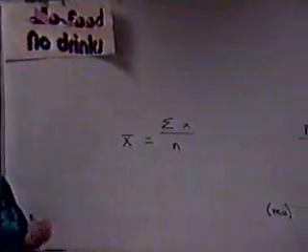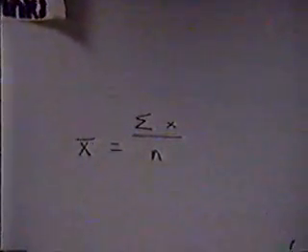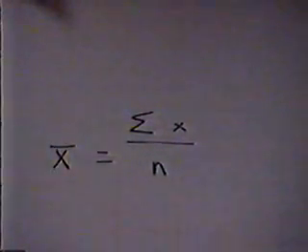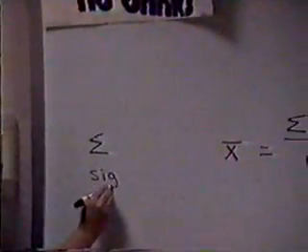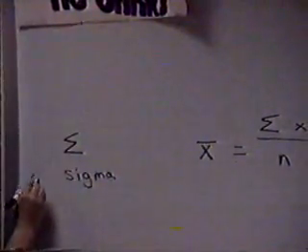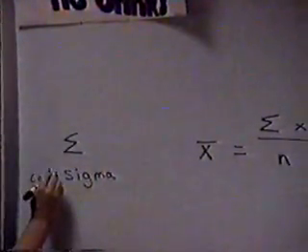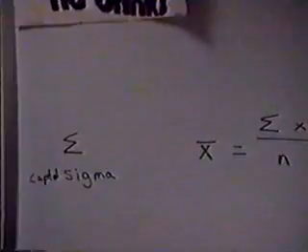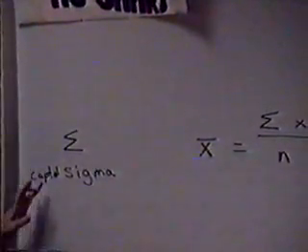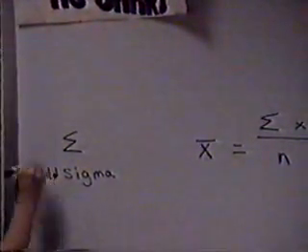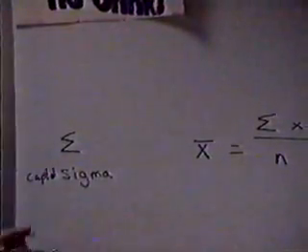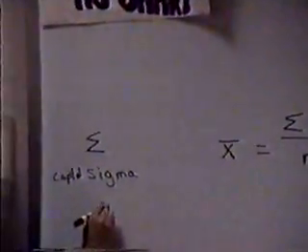And that's what you've always done. You add up all the values divided by how many numbers you have. What we need to get used to is this symbol right here. It's the Greek letter sigma. It's the capital sigma. Greek letters have small letters and large letters just like we did in our language. This is the capital letter sigma, and it's called a summation sign.